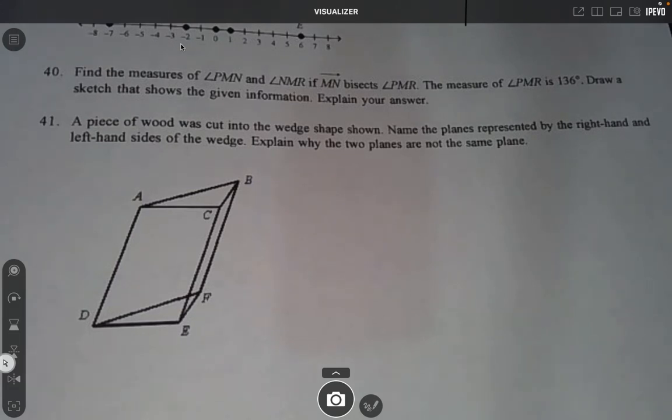So y'all, I'm going to say this is the right plane. Does everybody see that that's kind of on the right side? So how would I name that plane? BFE. Plane BFE. And then the left side, I'm going to say this one back here is on the left side. Okay? I'm going to call that one ABD. Is everybody good with that?